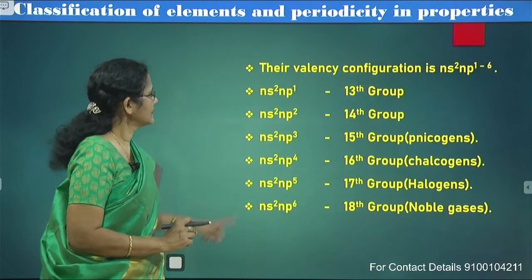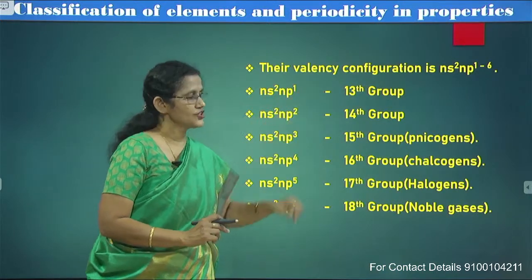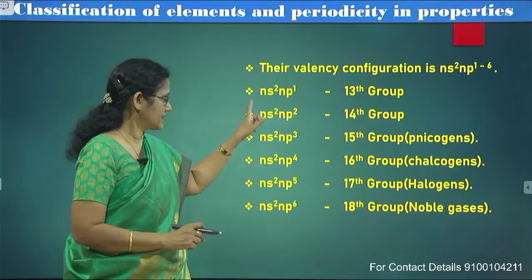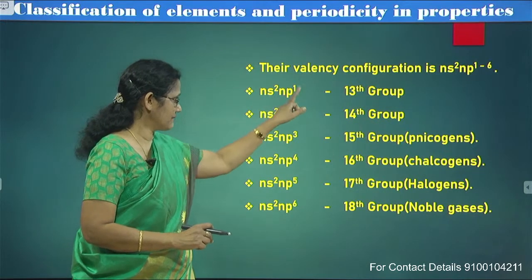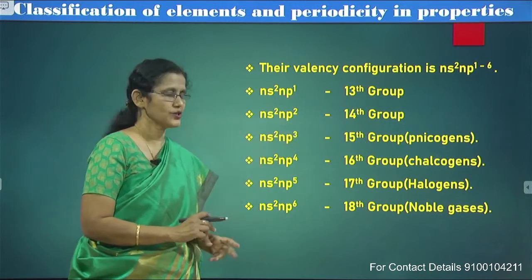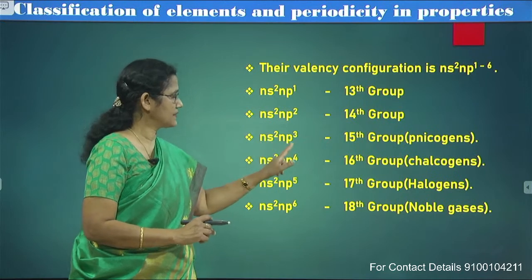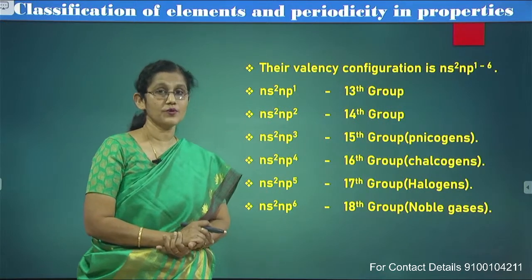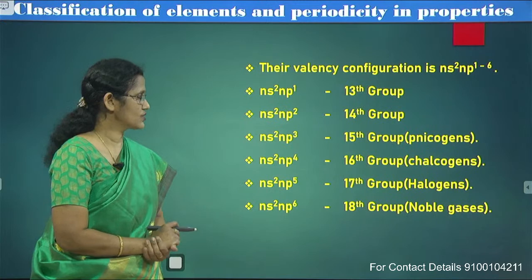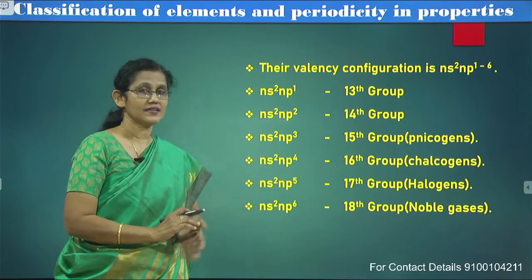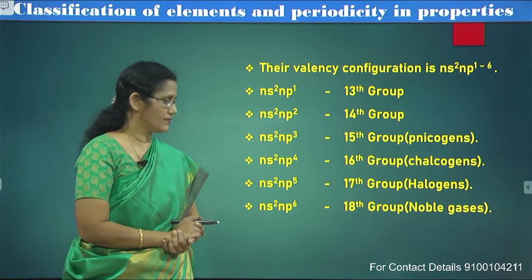Now, see here. Their valency configuration is ns2 np1 to 6, right. So, for the 13th group it is ns2 np1, 14th group ns2 np2, each group we are mentioning. 15th group ns2 np3, they are called pnicogens. Pnigmos means suffocation, pnicogens. Next, 16th group ns2 np4, they are chalcogens, ore forming.